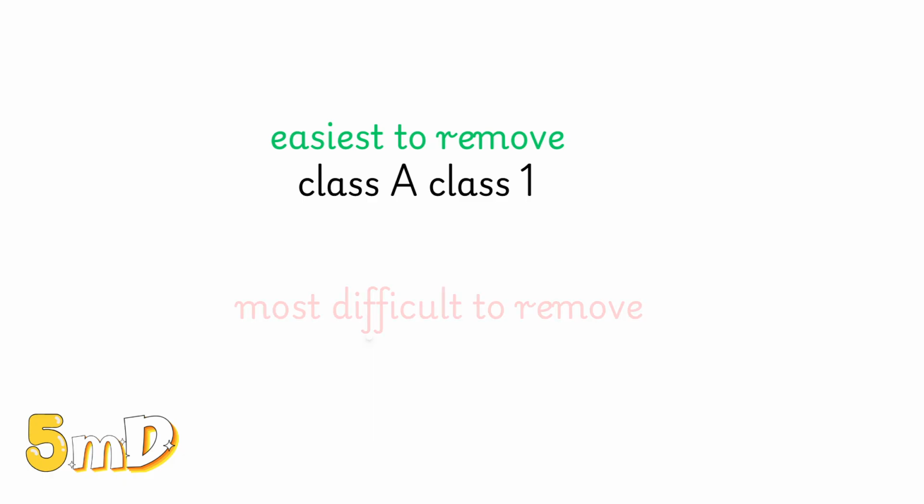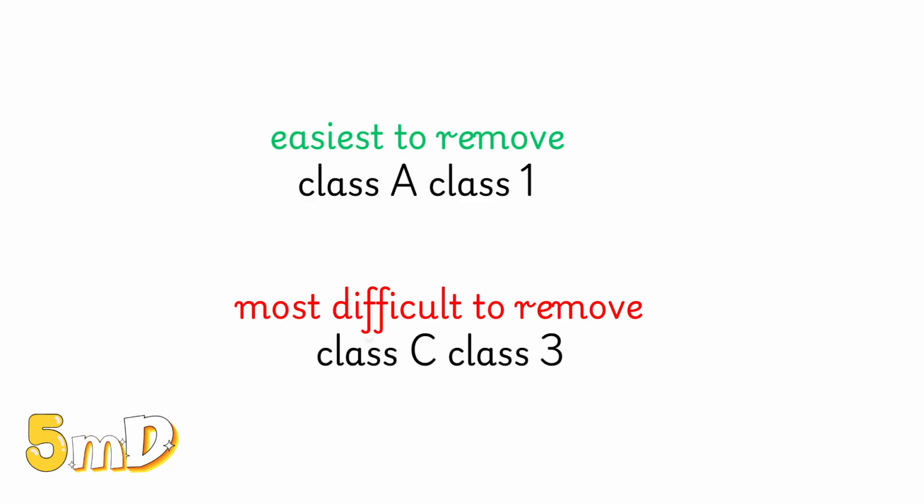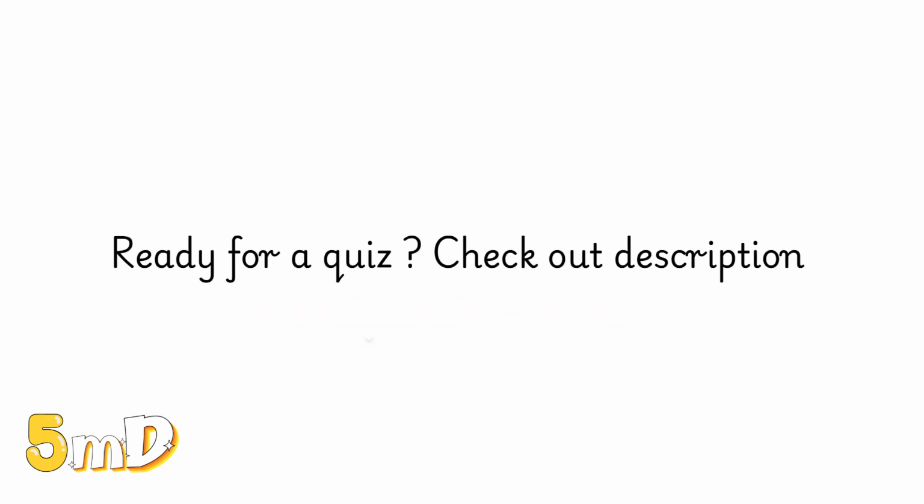So according to this, you could easily guess the easiest to remove impaction of third molar is class A, class 1, and the most difficult to remove will be obviously class C and class 3. So I hope you understood.